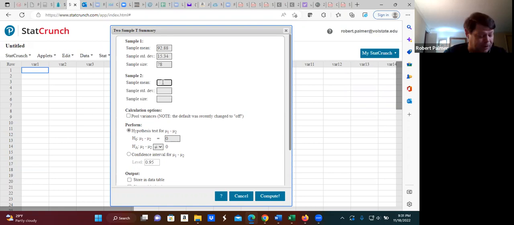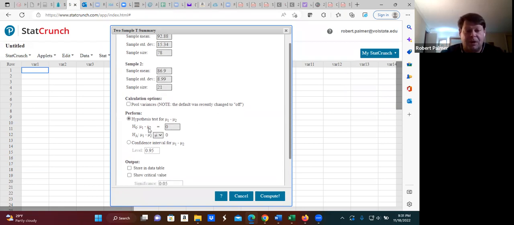And then the second, population 2, the mean was 86.9. The sample standard deviation was 8.99. And the sample size was 21. Okay, now make sure our hypotheses are correct. So null hypothesis, and remember we can also write it in this form, mu1 minus mu2 is equal to 0. And here we have the choice either greater than, less than, or not equal. And here, since mu1 is greater than mu2, here we're just simply writing this alternate form.